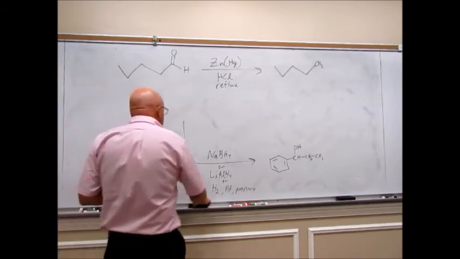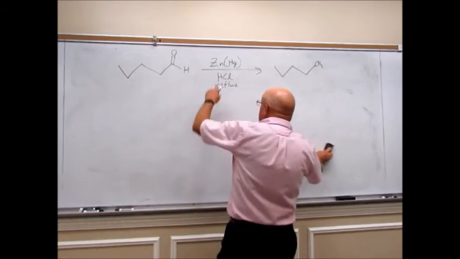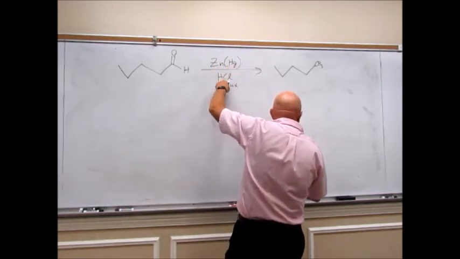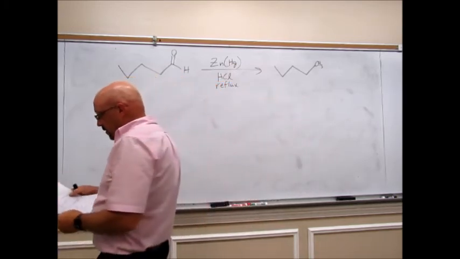Now I mentioned I'm going to give you two reagents. So we have the Clemmensen reduction. That's one set of reagents. Clemmensen uses zinc mercury alloy and hydrochloric acid. The other one is called a Wolff-Kishner reduction.